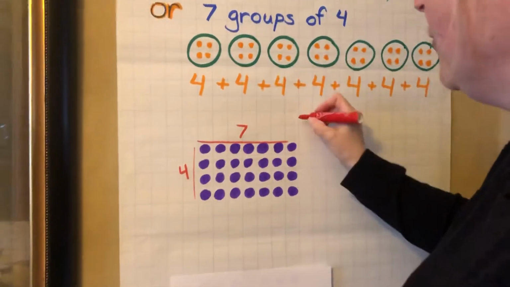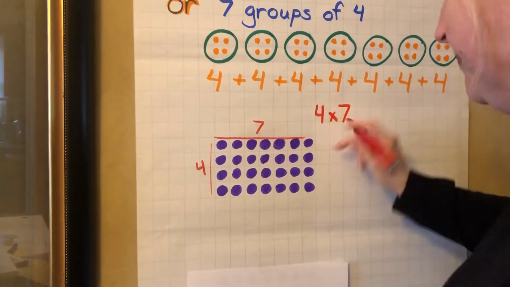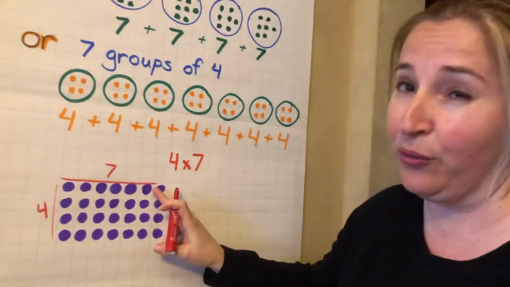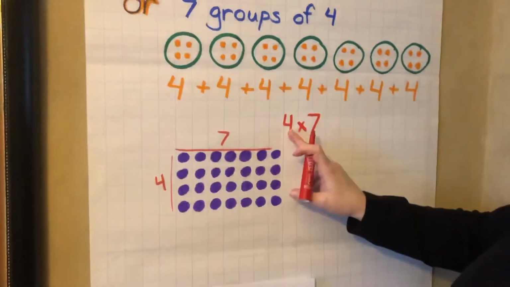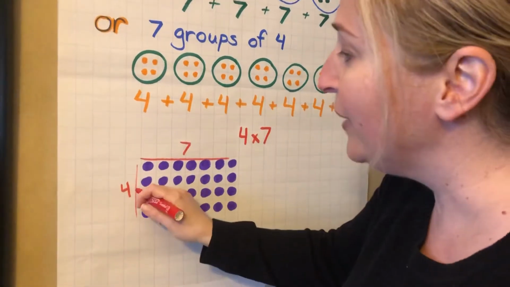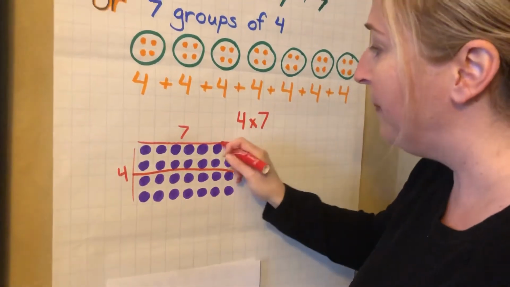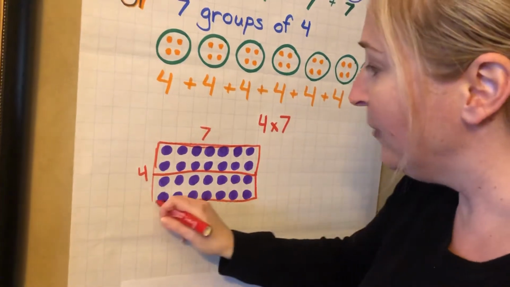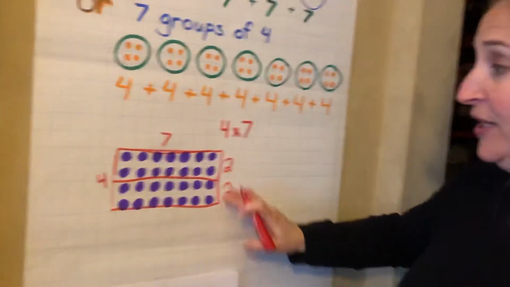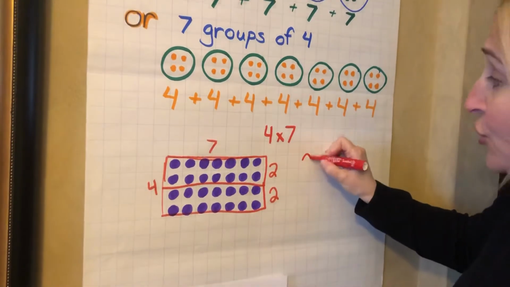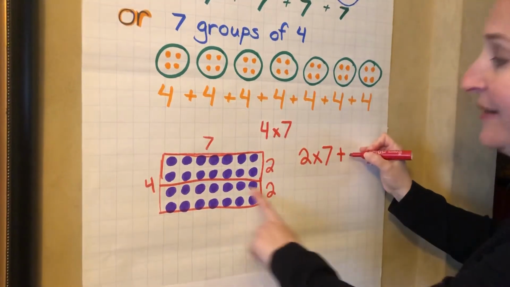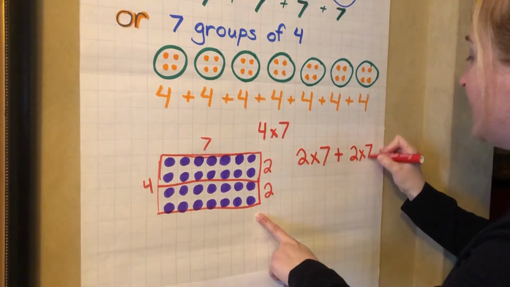When I'm looking at 4 times 7, I can break up the 4, or I can break up the 7. I can't break up both, just one. So in this example, I'm going to break up the 4 into 2 and 2 because I like to. Looking at this picture, I'm going to break this up into 2 rows and 2 rows. So now my multiplication is actually 2 times 7 right here plus another 2 times 7.